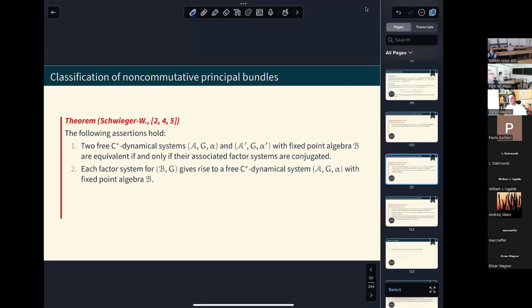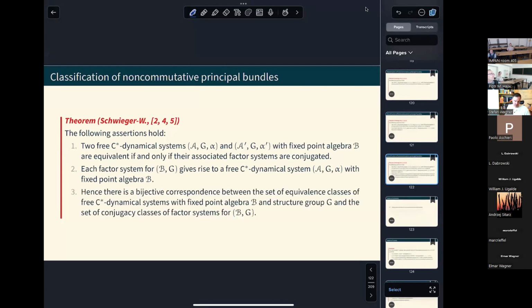Moreover, and this is maybe the interesting point, whenever you start with an abstract factor system, this gives rise to a free C-star system with fixed point algebra B. All this together tells you that there's a bijective correspondence between the set of equivalence classes of free C-star systems with fixed point algebra B and structure group G, and the set of conjugacy classes of factor systems for B, G.